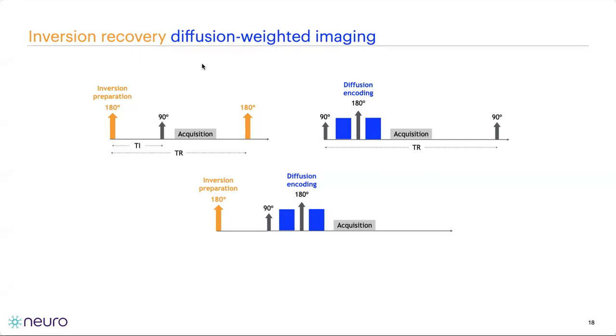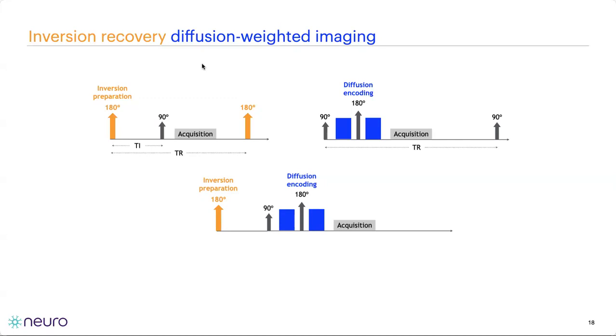So an important point here is that you don't want to use a high b-value. You don't want to encode diffusion too strongly, or else you'll lose all of the signal from your extracellular space, right? You want to be working in a regime where you have signal that's coming from the intra and extracellular space, so that you're really getting the T1 of your entire fiber.